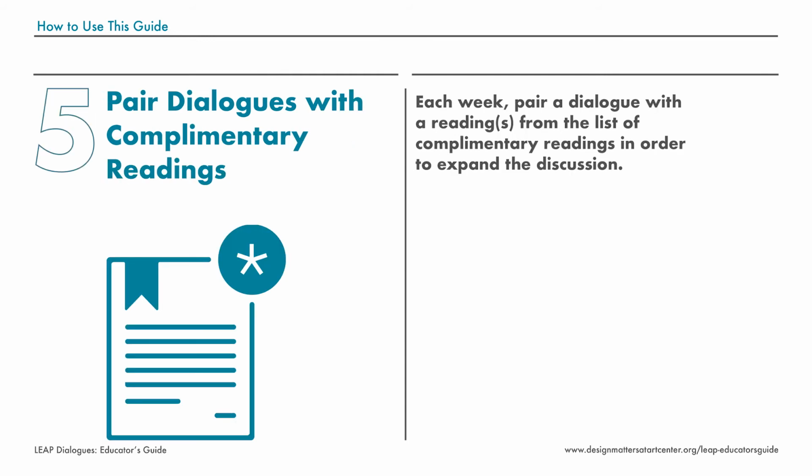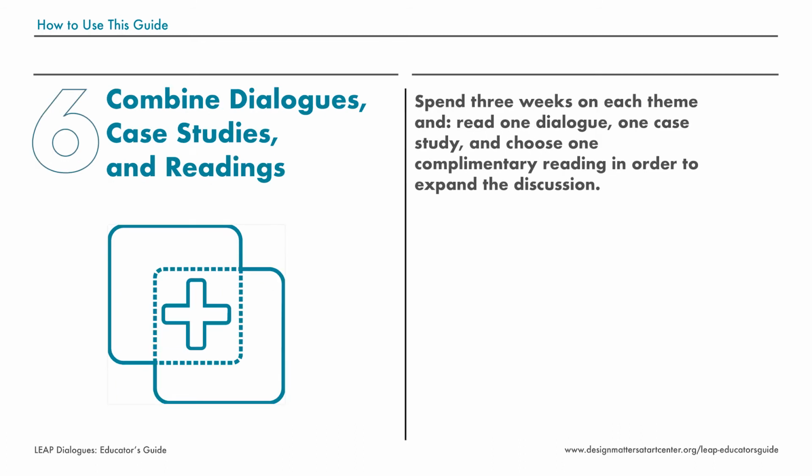The 5th scenario is called pairing dialogues with complementary readings. Each week you would pair a dialogue with a reading from the list of complementary readings in order to expand the discussion. This allows you a lot of latitude to think about what kind of readings would be especially useful for your class. And the last scenario is the idea of combining dialogue, case studies, and the readings together. The way we imagine this being carried out is that you would spend 3 weeks on each theme, and in each of those, you would read 1 dialogue, 1 case study, and then choose 1 complementary reading, and again, in order to expand the discussion around each topic and theme.